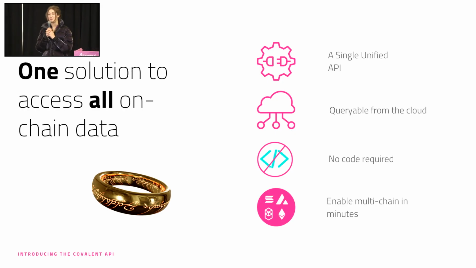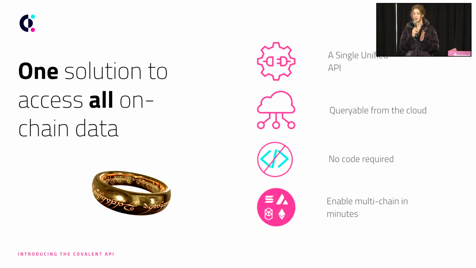So basically, we're one solution to access all on-chain data. So it's a single unified API. What that means is we pull data and we run nodes across different blockchains, currently 28, but you actually only have to use one API and you can change the parameters to switch in between. So that main parameter that you switch between is called the chain ID. And basically that enables you to take your project across any of the different chains we support.